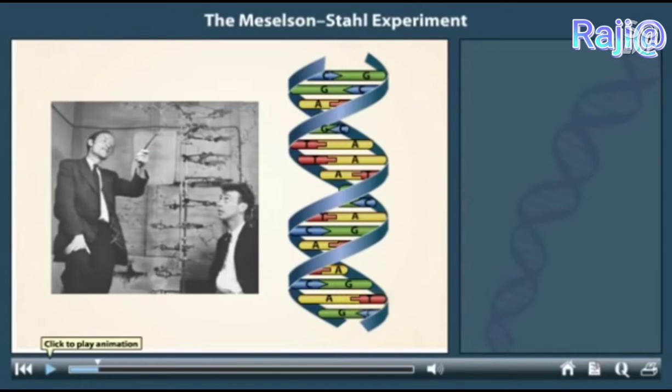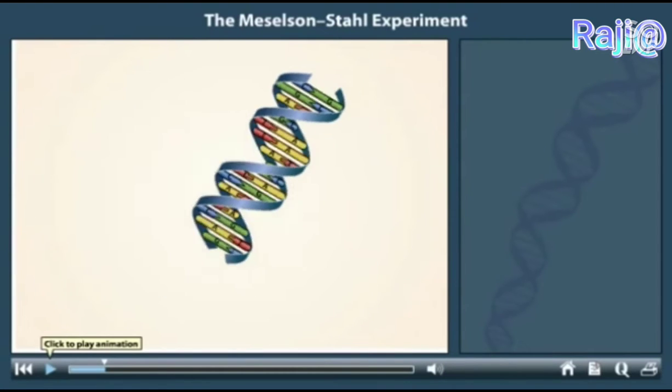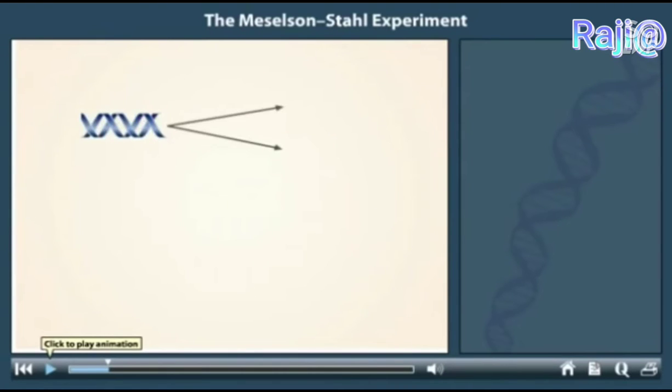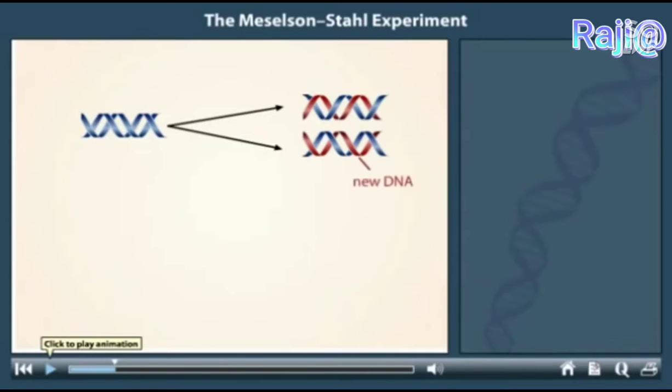The complementary nature of the two strands suggested to the scientists a model for DNA replication. They proposed that the old strands serve as templates to make new complementary strands. The two resulting double helices would each contain one new and one old strand.